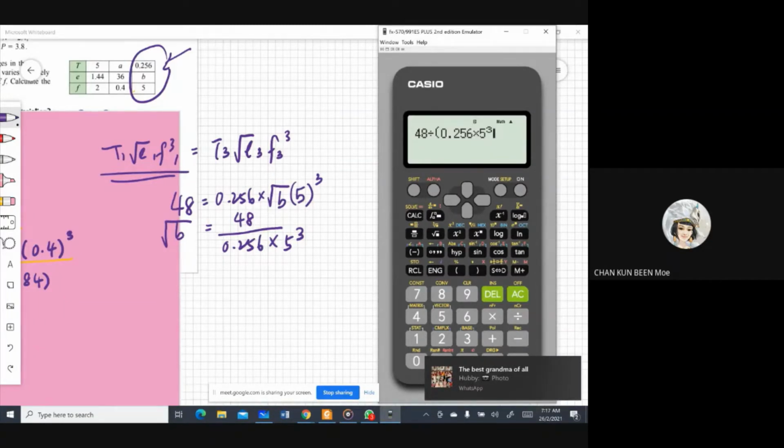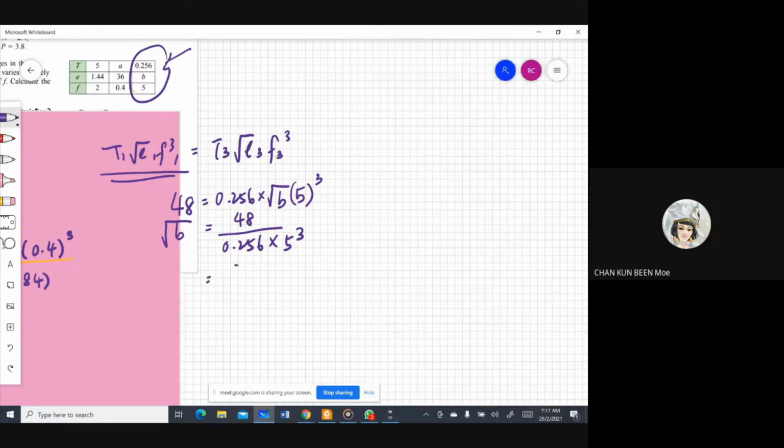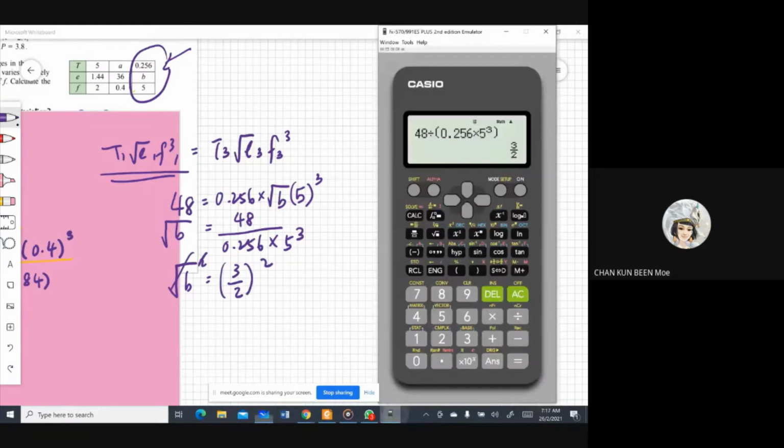If you have already memorized it. Okay, so the answer is 3 over 2. Equal to 3 over 2. That is your square root of B. So in order for us to get the B only, you have to square on both sides. So that is cancelled. Clear?